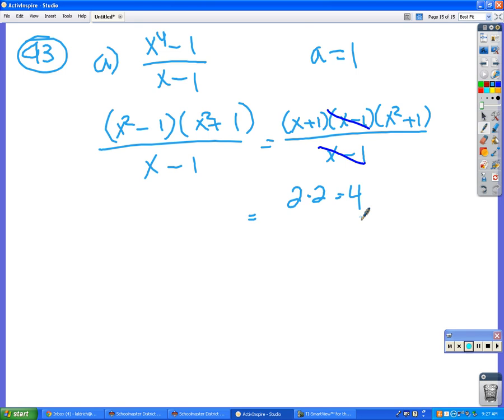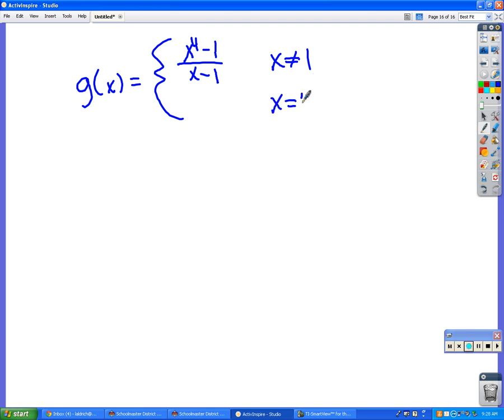So we want to find a new function g. Here's what they really want us to write: g of x equals the original thing, x to the 4th minus 1 over x minus 1, when x does not equal 1. And then what did we figure out it has to equal when x equals 1? So that is our newly defined function that is now continuous at a.